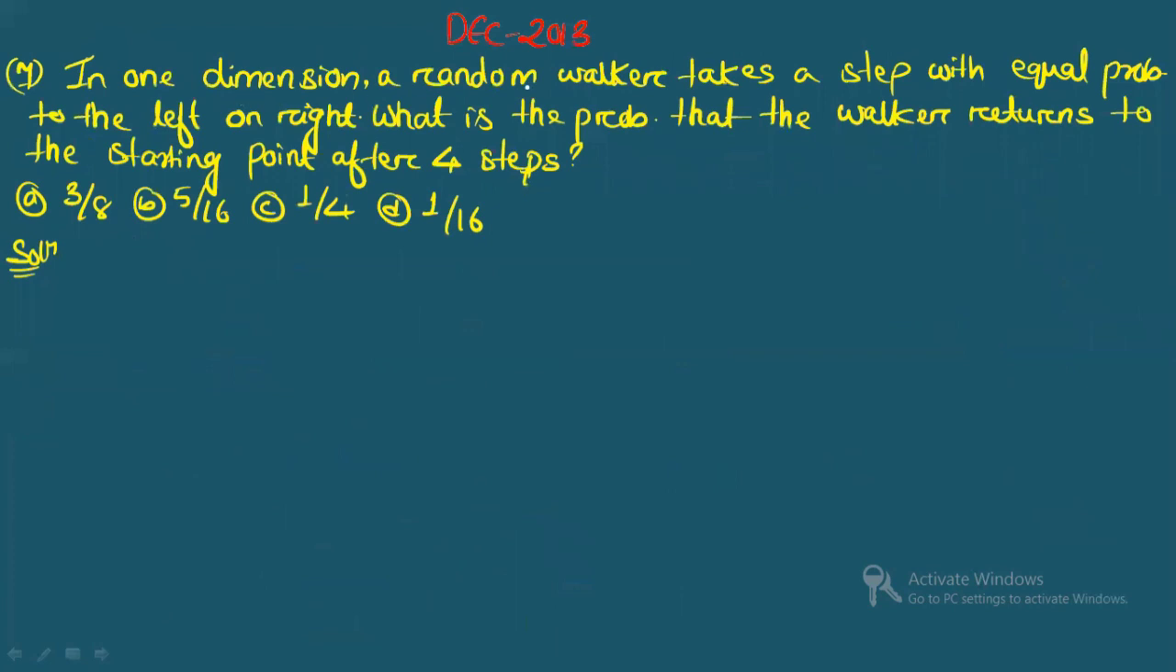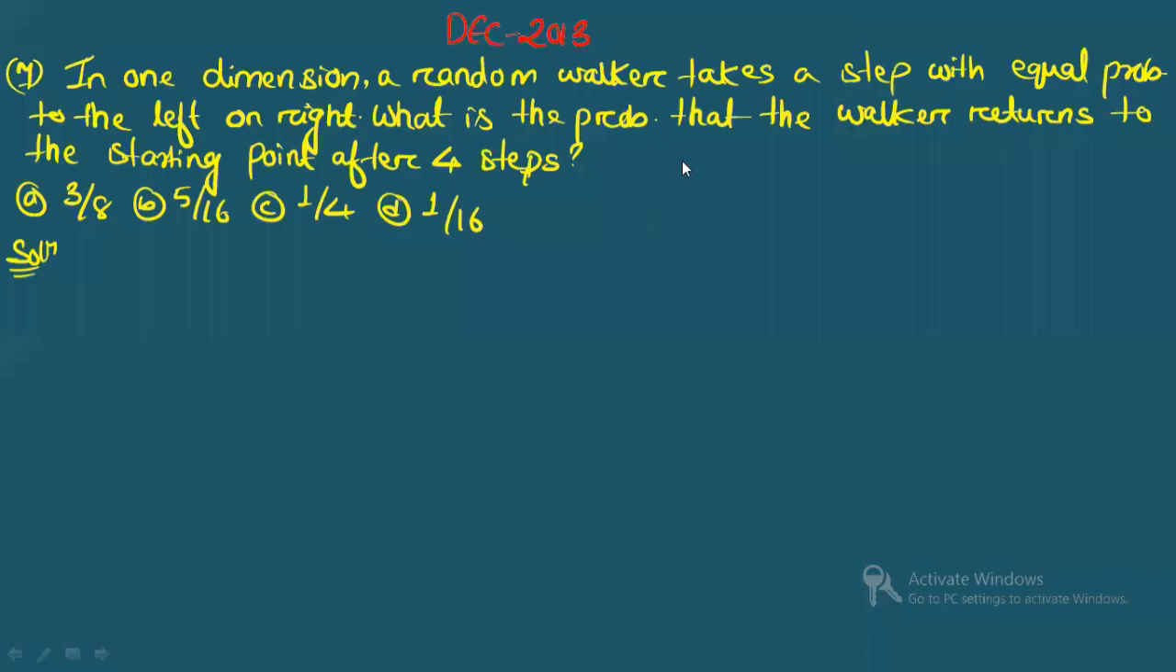Next, you see in one dimension, a random walker takes a step with equal probability to the left or right. What is the probability that the walker returns to the starting point after 4 steps? So this question also we have done before. So this is also quite easy. Okay. So I will not explain with the entire thing that I have done in the last video. This I will do in a direct way only, because of how we were calculating, the basic formula way.